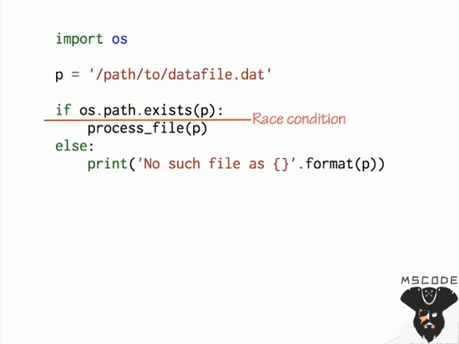A more subtle problem is that there is a race condition here. It's possible for the file to be deleted, for example by another process, between the existence check and the process_file call, a classic atomicity issue. There's really no good way to deal with this. Handling of errors from process_file will be needed in any case.